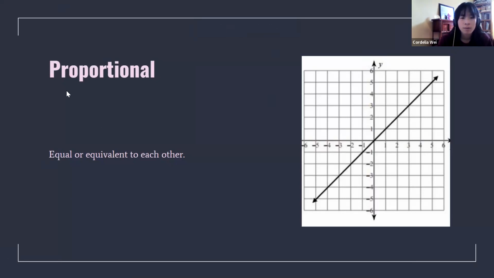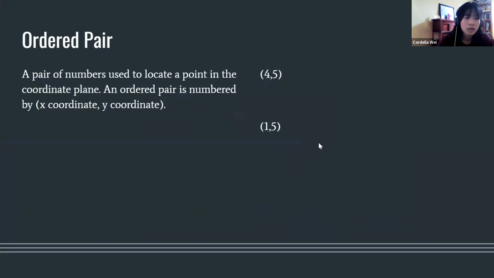Proportional means equivalent or being equivalent to each other. Okay, we'll skip this. This is an ordered pair. An ordered pair is a pair of numbers used to locate a point in the coordinate plane. An ordered pair is written in parentheses: the x coordinate, then a comma, then the y coordinate. So that'd be 4, 5.